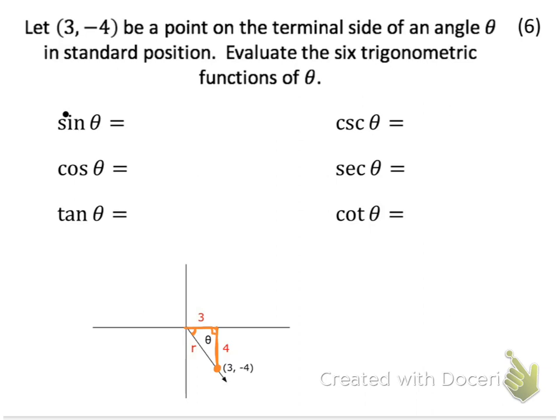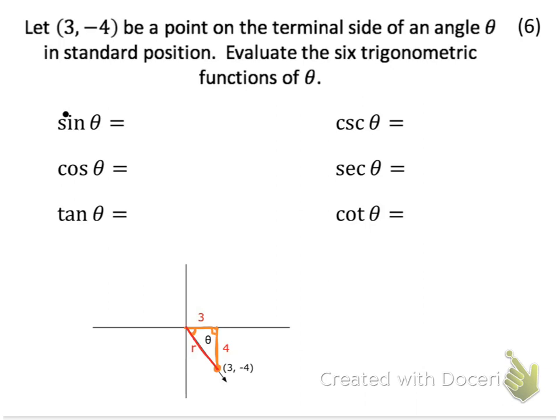The terminal side just means our terminal line, creating our angle, is where we go from the origin to the point (3, -4). So that's what it means by let (3, -4) be a point on the terminal side of the angle. That just means it's a point going through our terminal line.